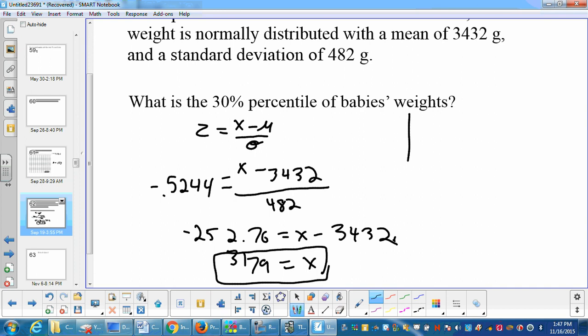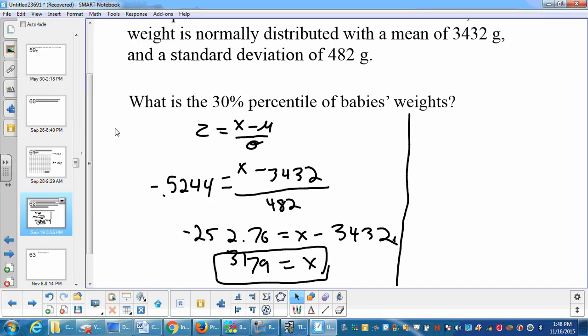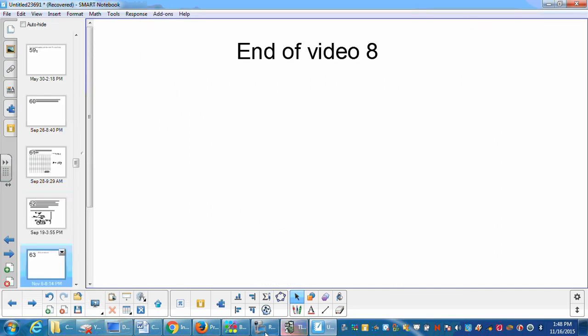Now your calculator gives us a quicker way to do this, but for an AP test, it's nice to show your work. On our calculator, we can go to inverse norm, type in 0.3, and for our mean, we type in 3,432, and for our standard deviation, 482. This is a nice way to check your work. 3,179.2, that's our answer, so we know we got it right. All right, hopefully that can help you do it on your own.